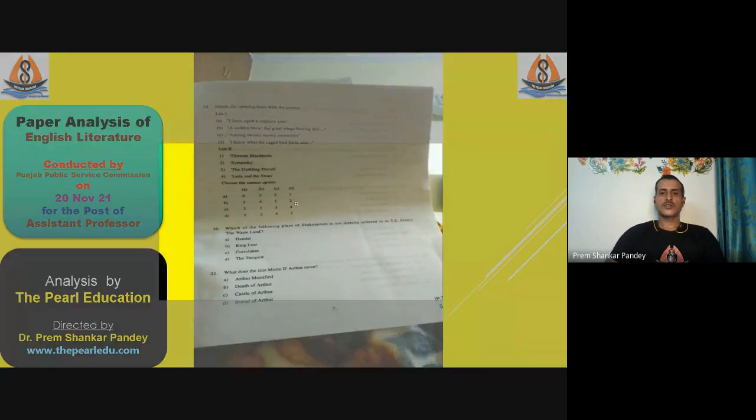Okay, next question. Question number 19. Match the opening lines of the poems. The first one is, I leant upon a coppice gate. The second one, a sudden blow, the great wings beating still. Among twenty snowy mountains. I know what the caged bird feels. You have to match with the poem names: Thirteen Blackbirds, Sympathy, The Darkling Thrush, Leda and the Swan.